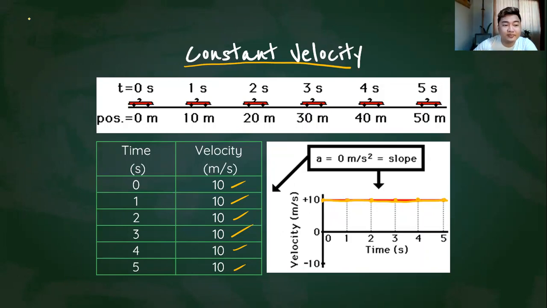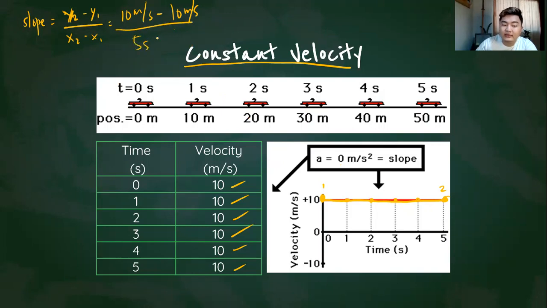Now, if we solve for it, the slope is equal to y2 minus y1 over x2 minus x1. If we take two points, let's say this is point 1 and this is point 2, we have 10 meters per second minus 10 meters per second. As you can see here, it's 10 meters per second at point 1 and 10 meters per second at point 2. Over 5 seconds minus 0 seconds. And that will give us 0 meters per second over 5 seconds.